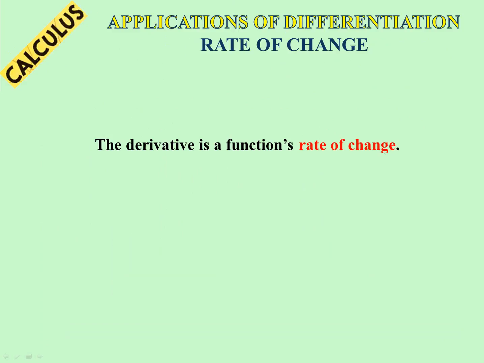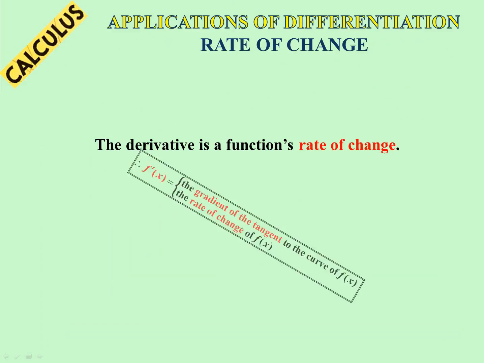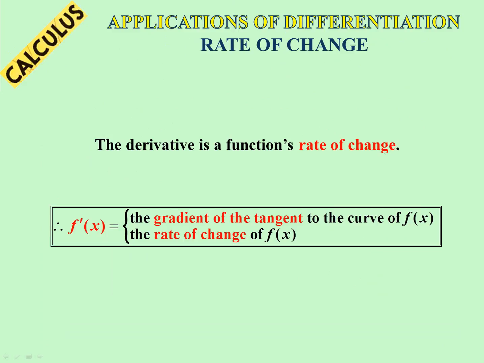The derivative is a function's rate of change. So therefore the derivative f prime of x is the gradient of the tangent to the curve of f of x, or the rate of change of f of x. Means the same thing. We divide the change in y by the change in x to see how much the y is increasing per unit of the x value.